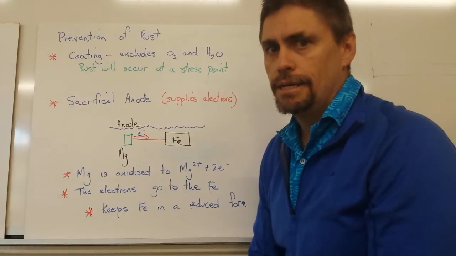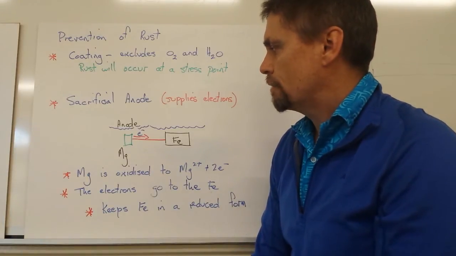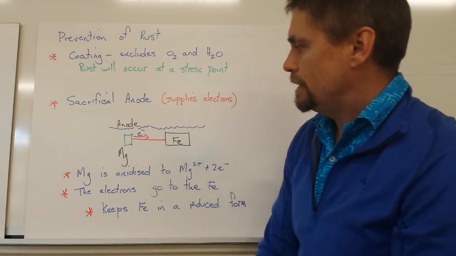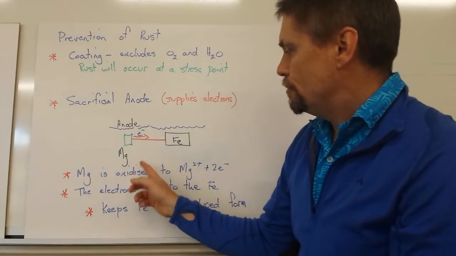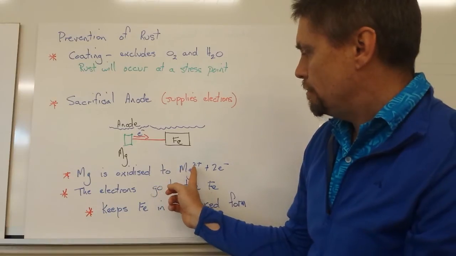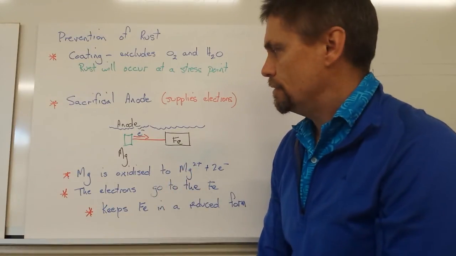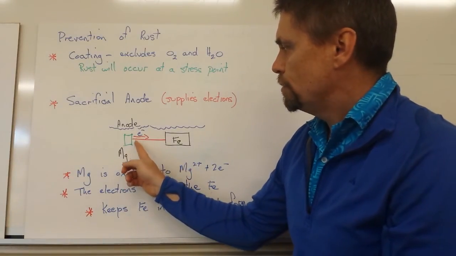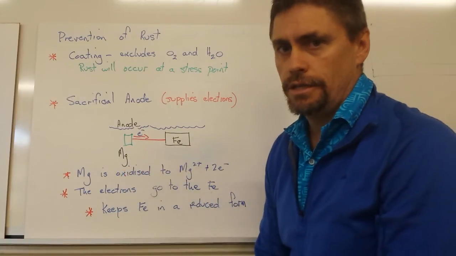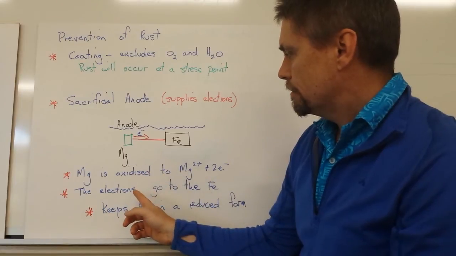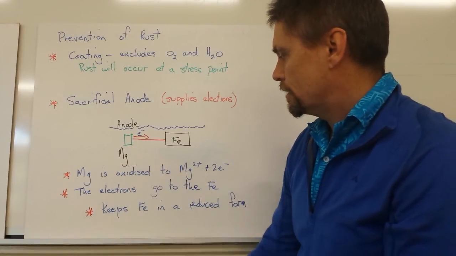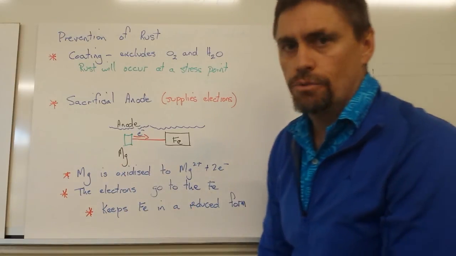And what we do is we connect our sacrificial anode to our iron, and in this case we use magnesium. Zinc is another common sacrificial anode. And the process is that the magnesium is preferentially oxidized to give us magnesium ions and our 2 electrons, and those 2 electrons will flow from the magnesium to the iron. And this ensures that our iron, by accepting those electrons, will be kept in a reduced form.